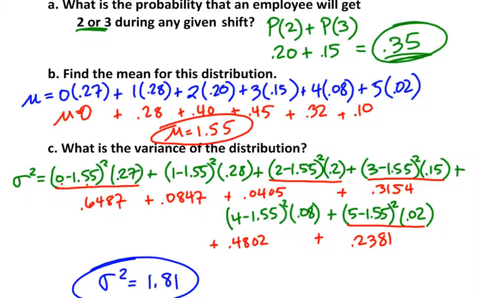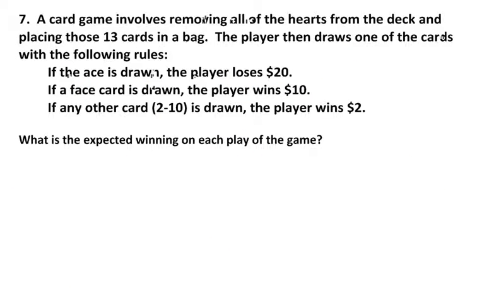Okay, moving along. Our next problem involves dealing with a card game. We've got a card game that involves removing all of the hearts from the deck and placing those 13 cards in a bag. The player will draw one of those cards with the following rules. If the ace is drawn, the player loses $20. If a face card is drawn, the player wins $10. If any other card, 2 through 10, is drawn, the player wins $2. And then it asks us for the expected winning on each play of the game.